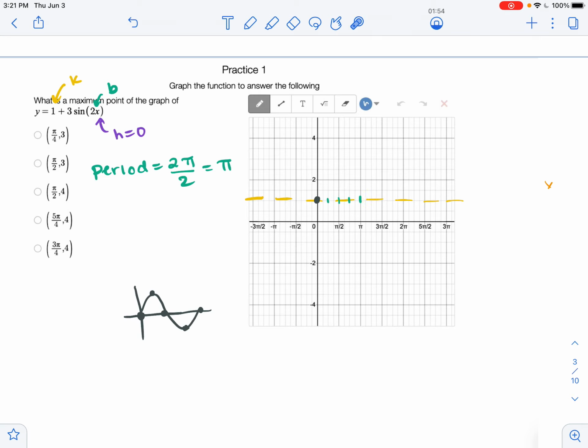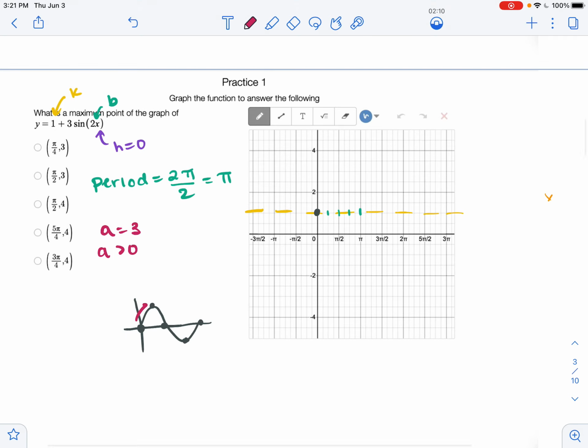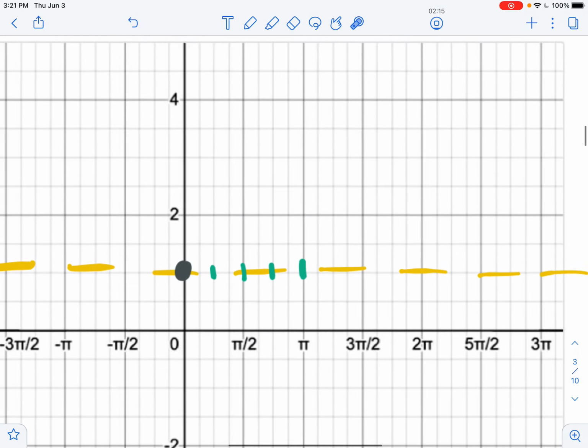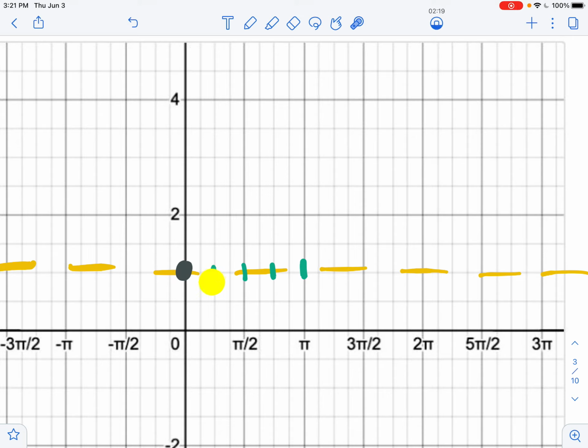We need to use our amplitude, though, to figure out, first off, if we're going to a maximum or a minimum first, and how far those will be off of our midline. So our amplitude is 3. Noteworthy is the fact that it's greater than 0, right? So an a value greater than 0 says we need to go from our midline up to our maximum, okay? And that happens at that next quarter of our period.